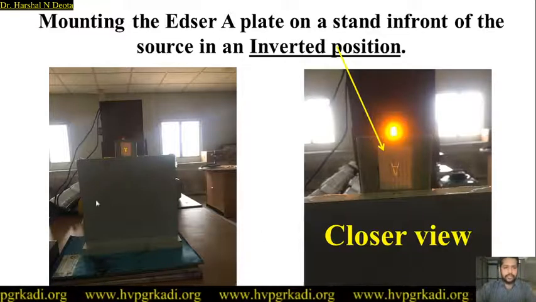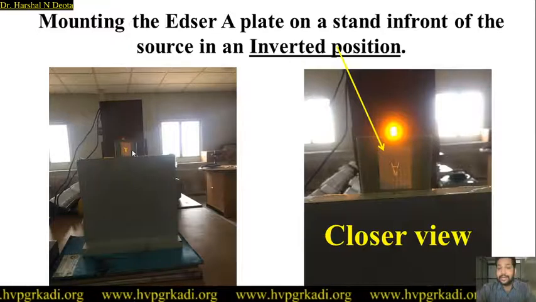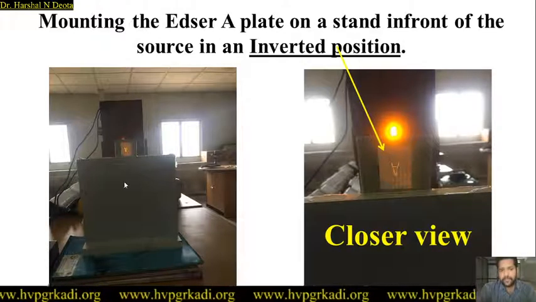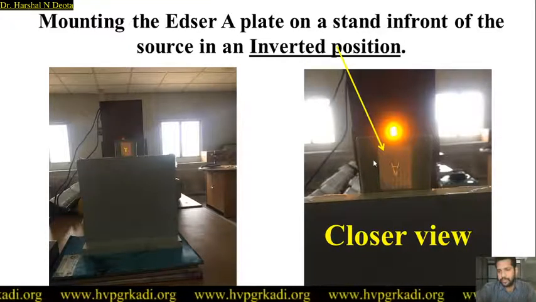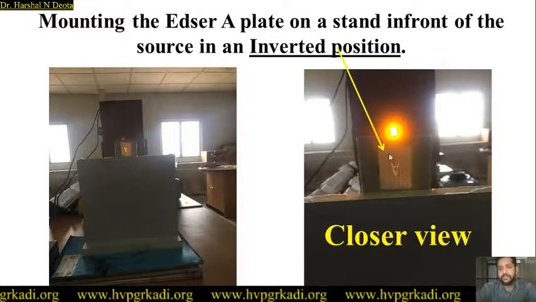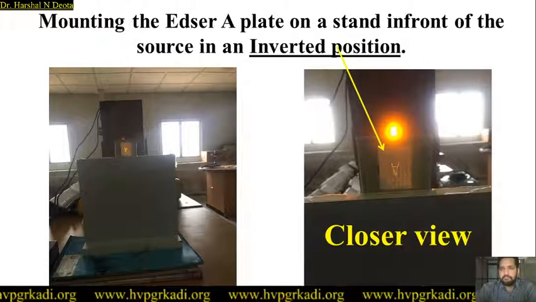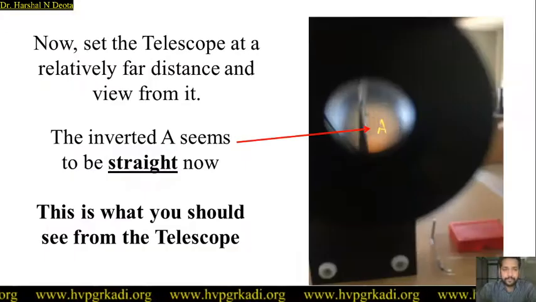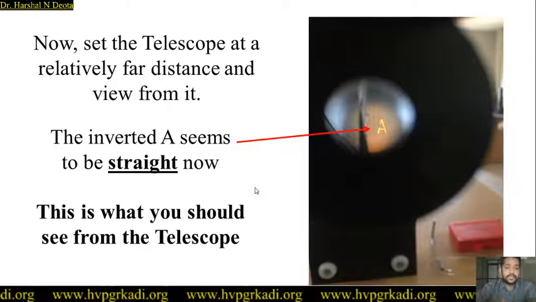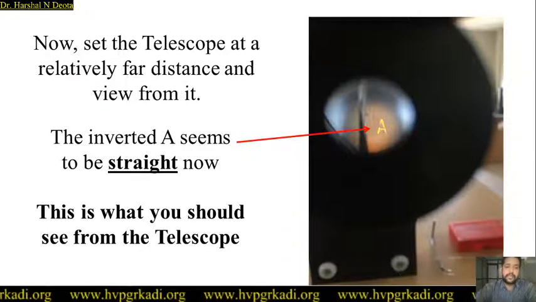Fine. So in this way, you need a plate stand where you will fix your plate just to meet the height adjustments. As such, it's not necessary, but to meet the height adjustments, you will fix the plate in this way, and this is a closer view. Students and friends, you can see here that I have fixed this plate in an inverted position. Now, why have I kept it so? You can see the reason in the next slide. Whenever you see this from the telescope, which is kept at a relatively far distance from the Edser A plate and the source setup, that inverted A now seems to be straight.